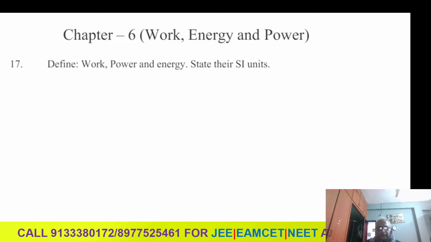Very short questions. Earlier we discussed some chapters. We are discussing chapter 6 onwards now: work, energy, power. Some questions we are discussing. What is the first question? Define work, power and energy. State their SI units.